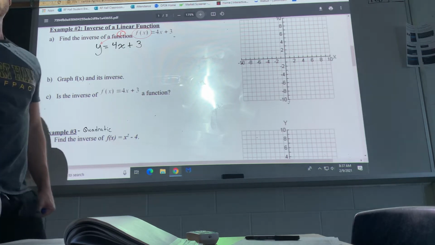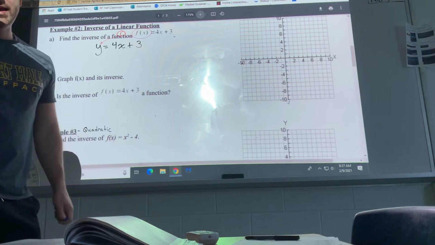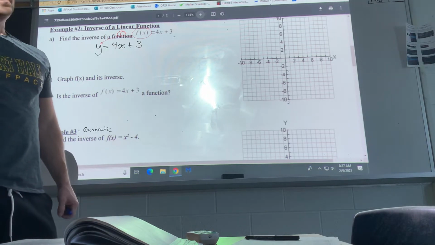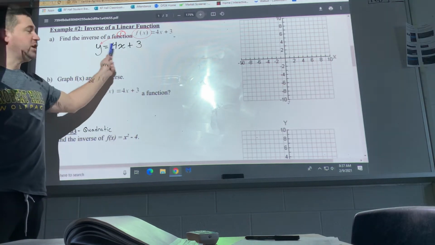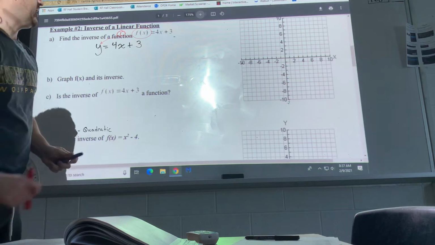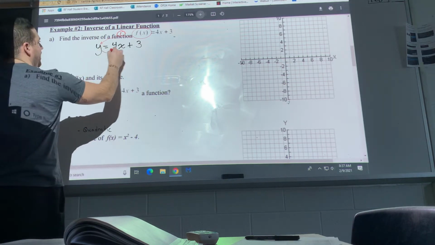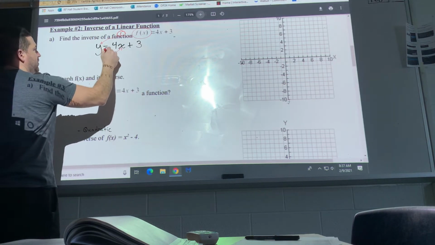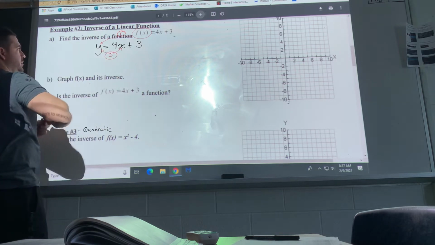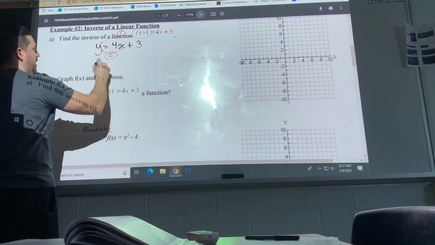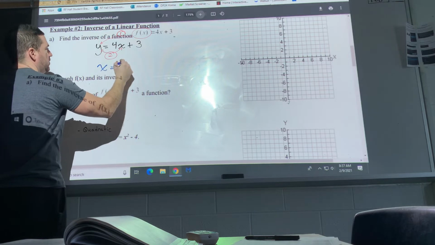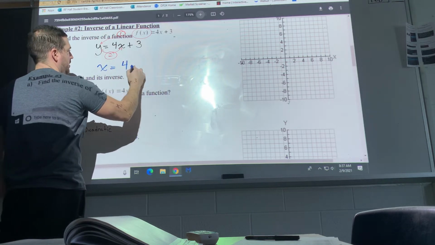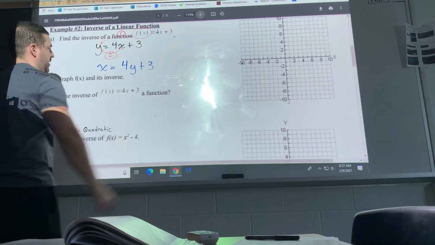Second step is we are going to swap the y and x. We're going to literally just change the spots of y and x. So change these positions is step number two. So we have x equals 4y plus 3.